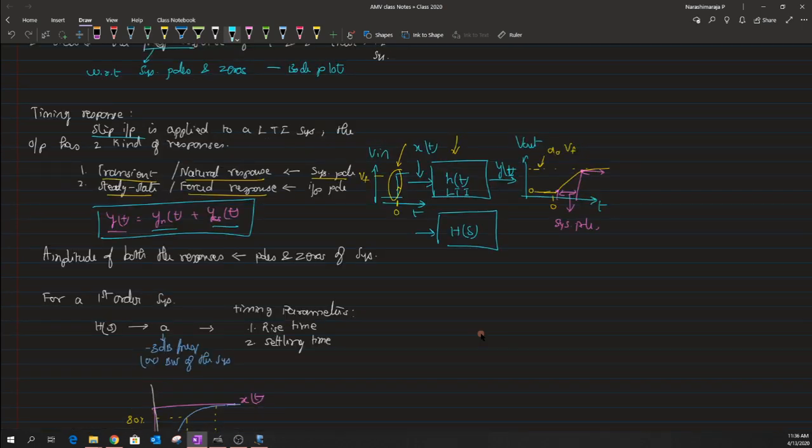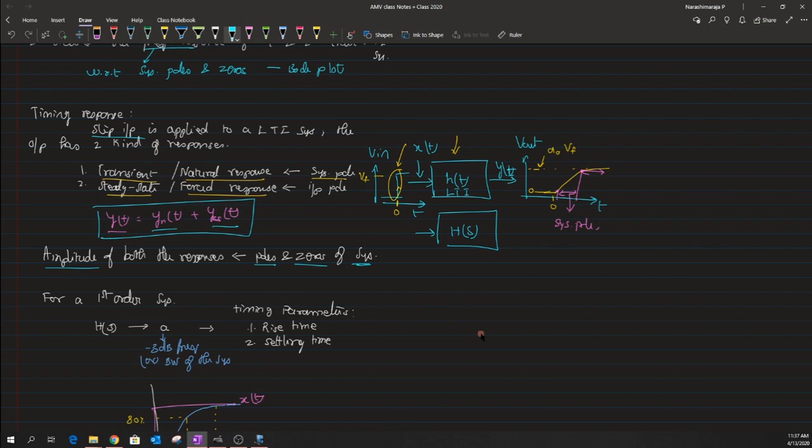In general, the amplitude of this particular signal is defined by both the poles and zeros of the system. So basically the system output would be a magnified version of the input signal in general. That's the reason why the existence of poles and zeros of the system defines the magnitude of the output signal, and that is what is being stated in this particular line.